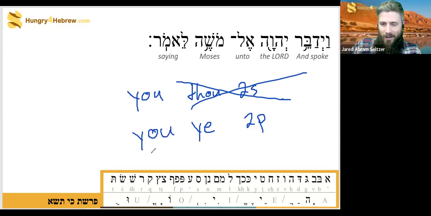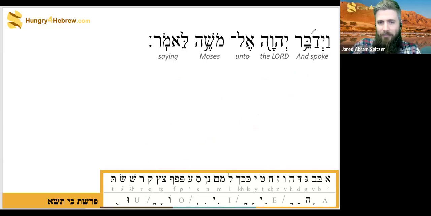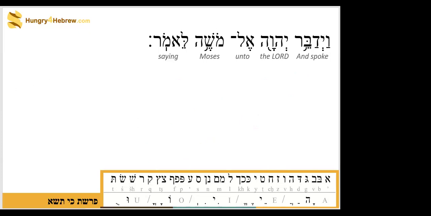So the South wanted to fix this problem by turning you all into y'all. So I like the convention. I really do. But is that an example of what happens so often in Hebrew?